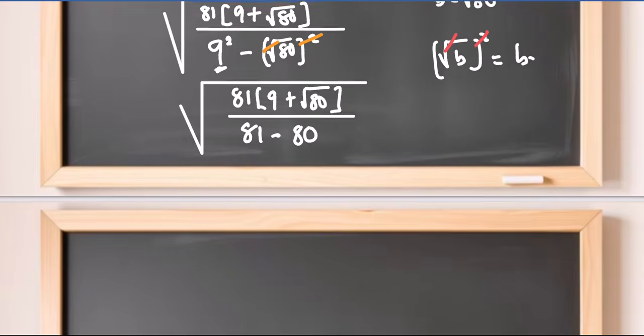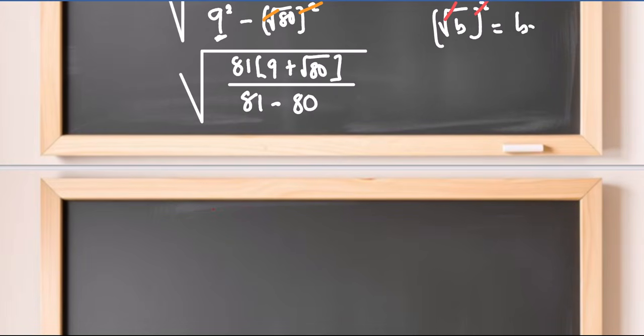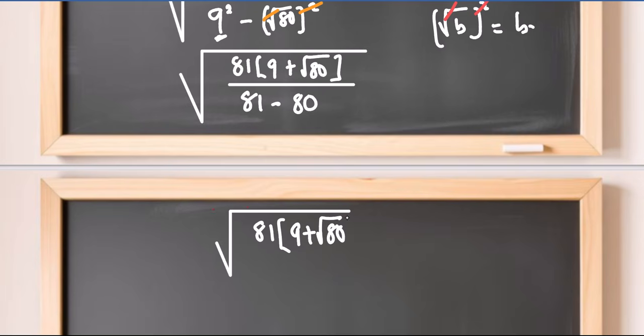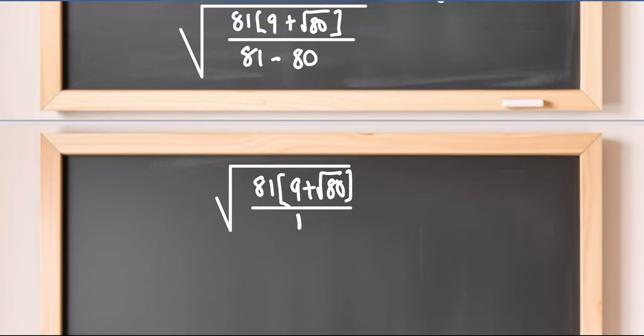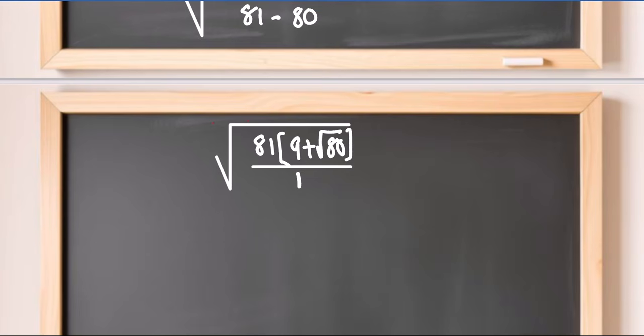Now, going further from here, for the numerator, I still have my 81 into parentheses, 9 plus the square root of 80. And for the denominator, I'm having 81 minus 80, which is 1. So this makes a lot of sense. We can further simplify the numerator. I can further simplify the numerator.